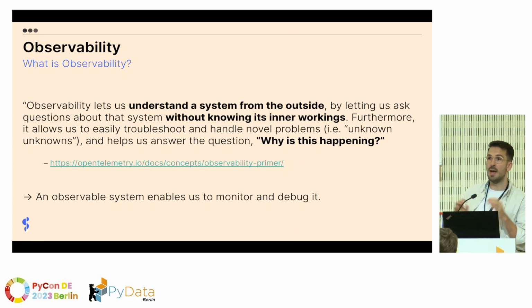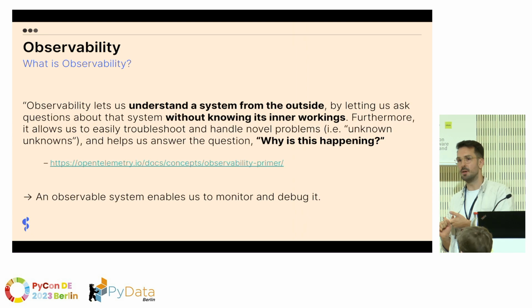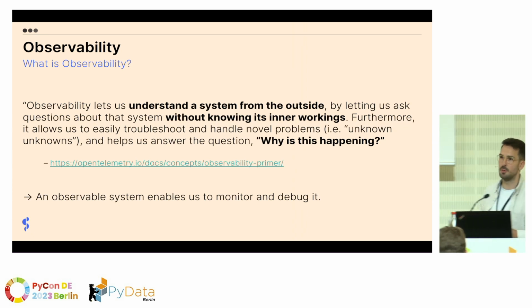So in essence, observability is a property of a system that allows us to take all sorts of actions like monitoring, root causing issues, debugging them, or even just analyzing performance and optimizing hardware utilization.